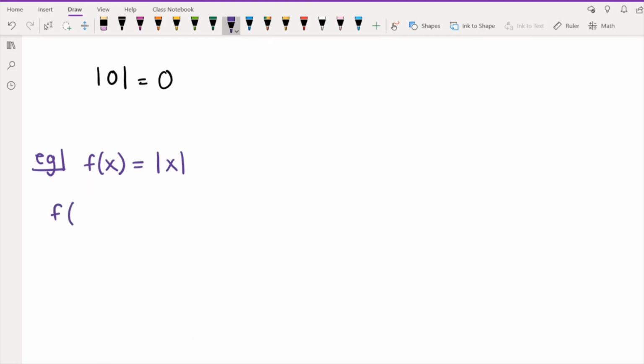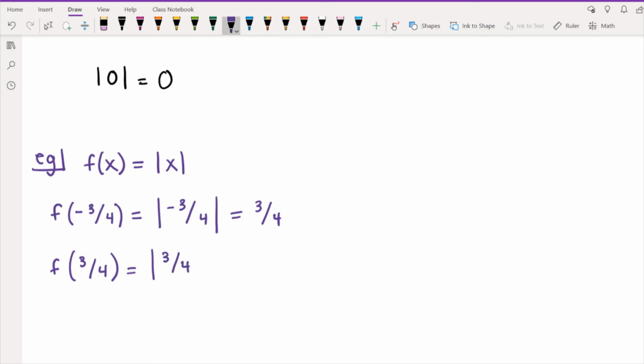So for example, let's say we wanted to find f of negative 3/4. Well, that would be equal to the absolute value of negative 3/4, which is equal to 3/4. And if you wanted to find f of positive 3/4, well, that would be the absolute value of positive 3/4, and that would also be equal to 3/4. So basically, when you have an absolute value function or the absolute value symbol, plugging in a negative and a positive give you the same result.